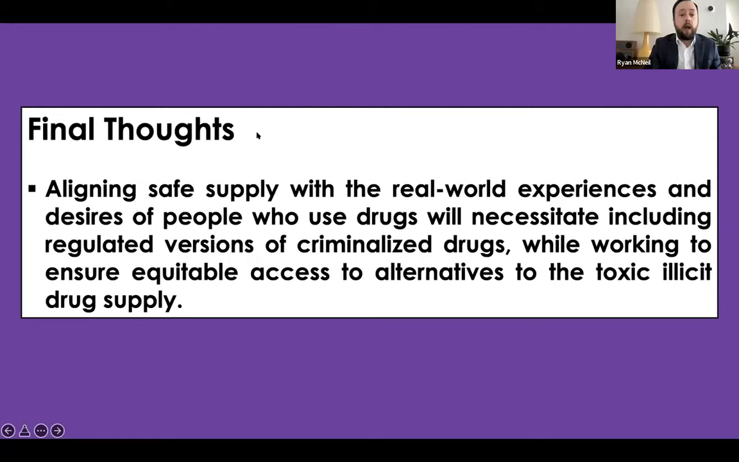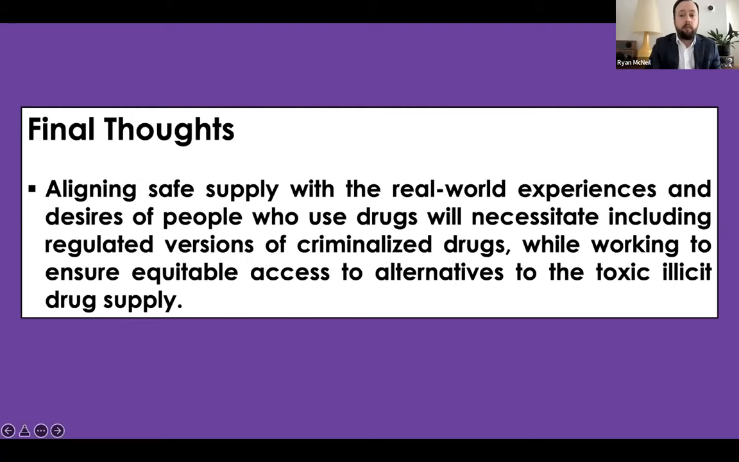And then ultimately, to cycle back to what Matt and Natasha have raised, there's a need to align safer supply models with the real world experience and desires of people who use drugs. And that will likely necessitate providing regulated versions of criminalized drugs. There's a variety of different models that could potentially work to do this in a way that's safe and that works. But ultimately, they need to also ensure that there's equitable access to these alternatives to the toxic drug supply for those people who are most impacted by the overdose crisis.